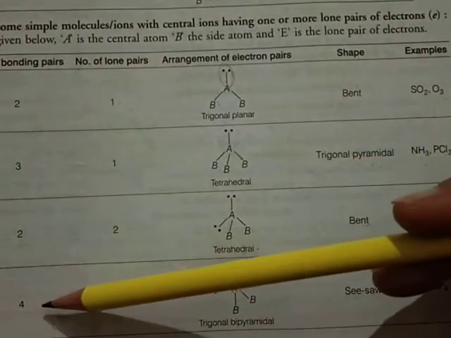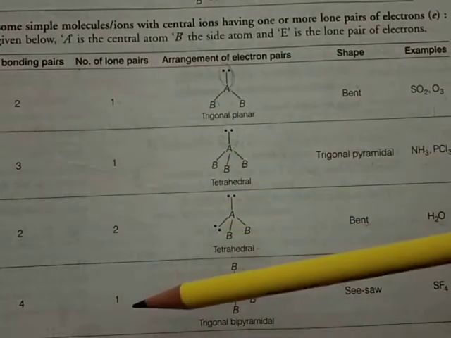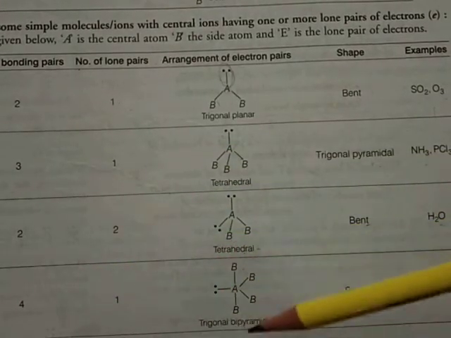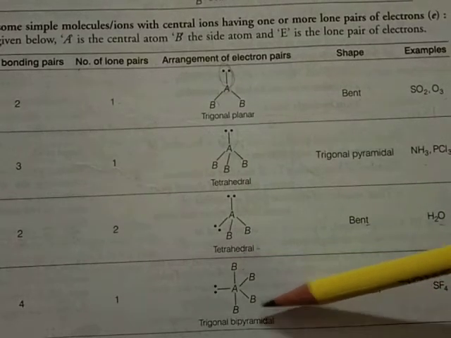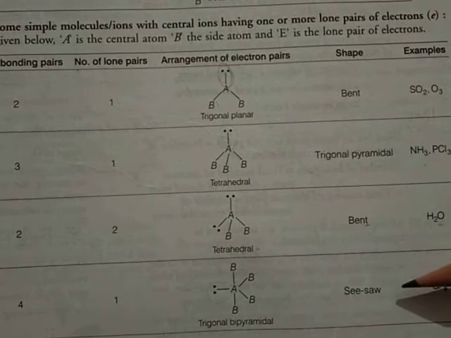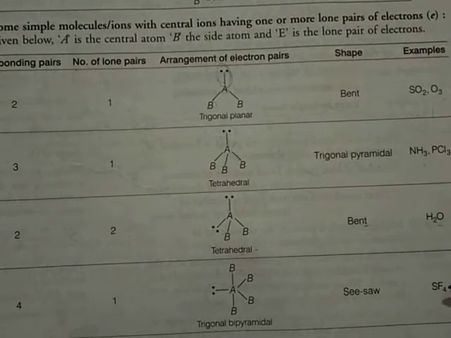If the number of bonding pairs is 4 and the lone pair is 1, 4 plus 1 is 5. It should be trigonal bipyramidal, but due to the presence of one lone pair its shape is seesaw. Example is SF4.